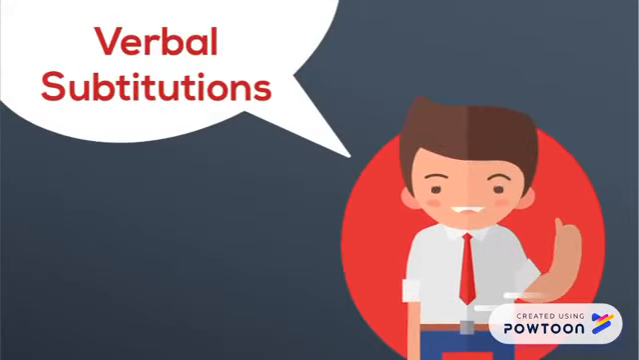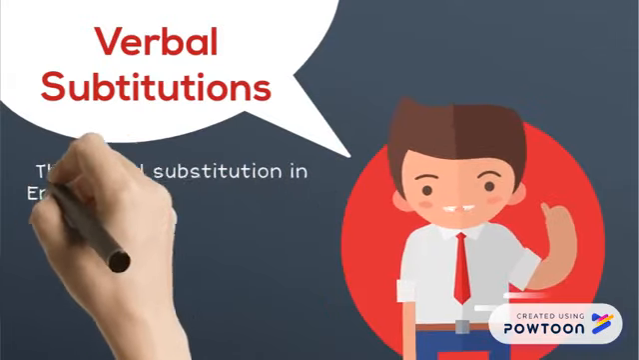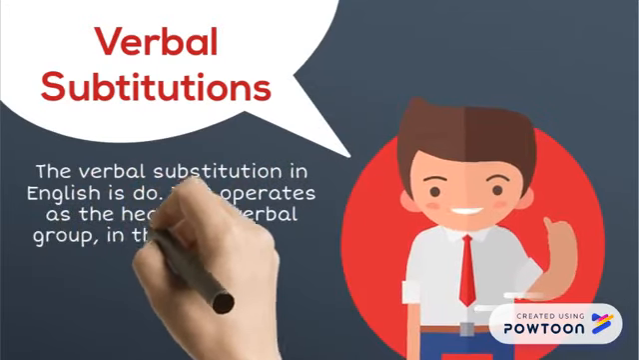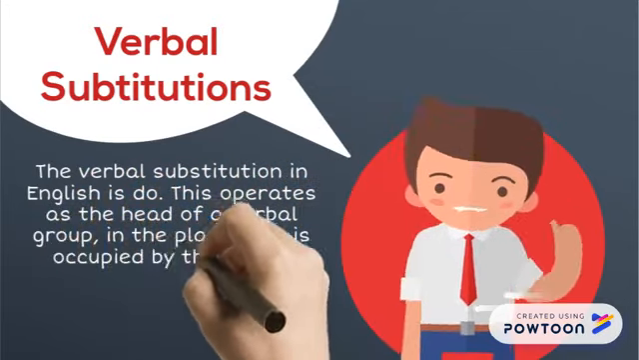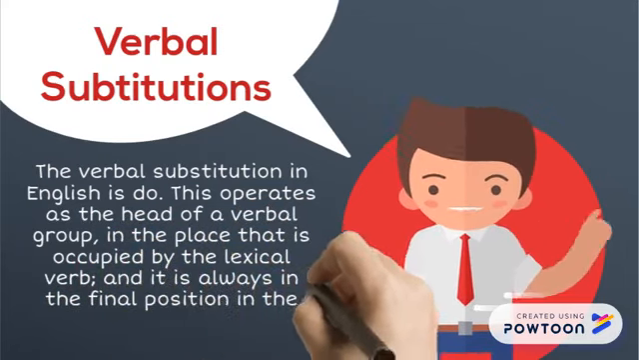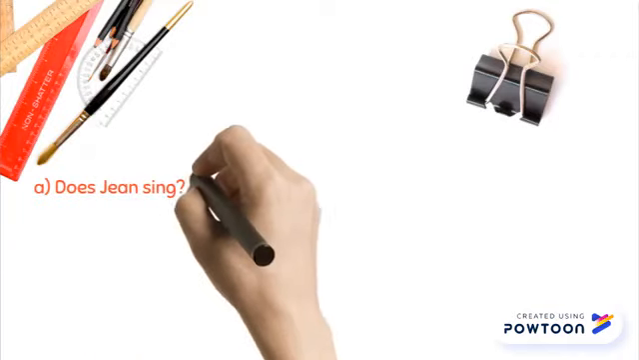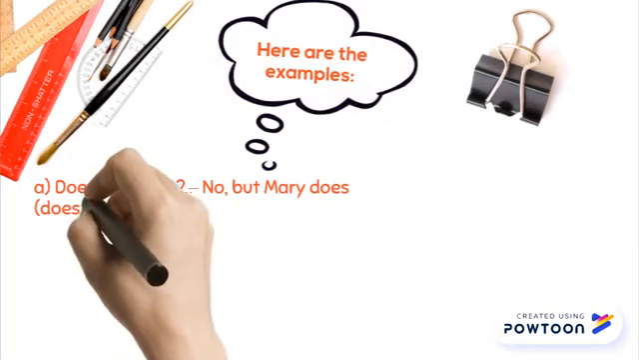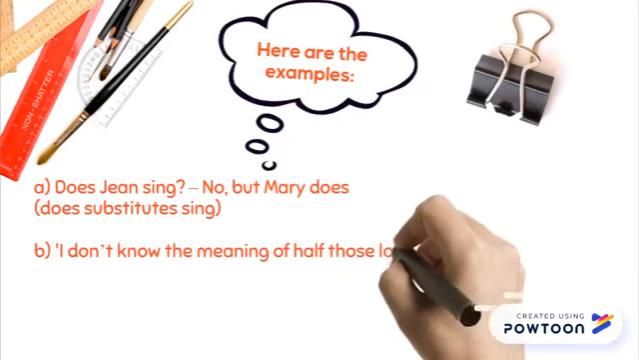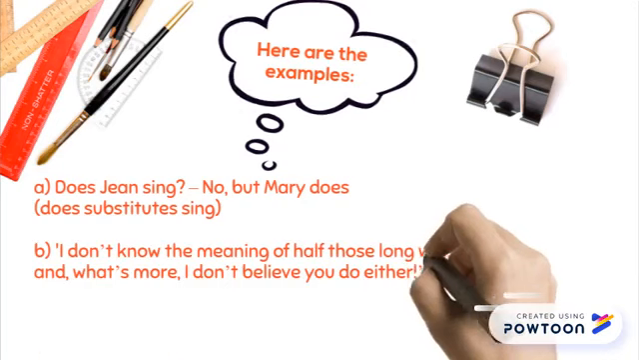The verbal substitution in English is do. It operates as the head of a verbal group in the place that is occupied by a lexical verb, and it is always in the final position in the group. Here are the examples. A. Does John sing? No, but Mary does. B. I don't know the meaning of half those long words. And what's more, I don't believe you do either.